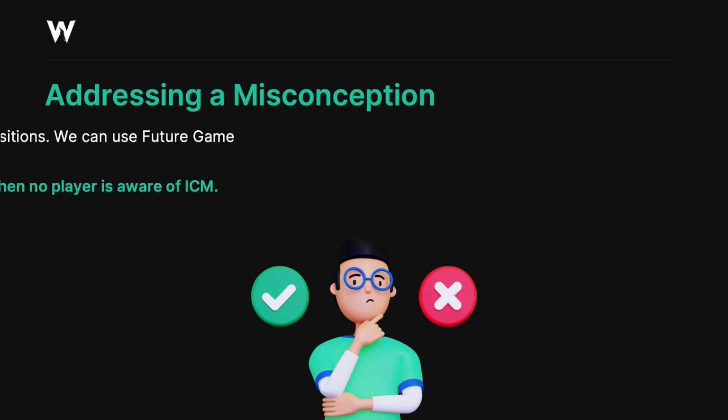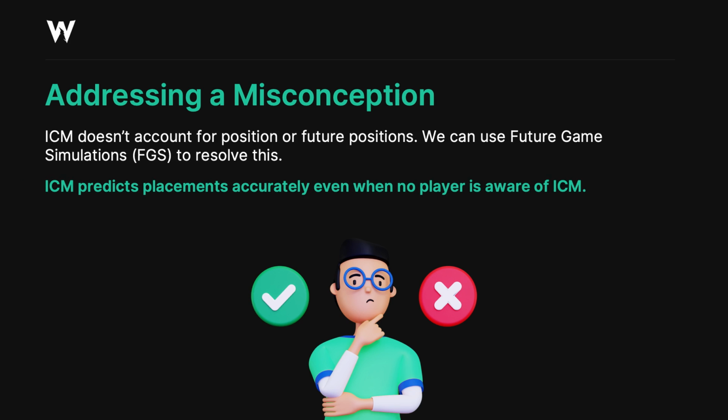tournament stops. I think this misconception stems from the fact that ICM doesn't account for future positions, which is where future game simulation comes into play. So ICM has no preconceived notions of what the big blind will be next round or who's in position, who's out of position. It just looks at the value of stacks.